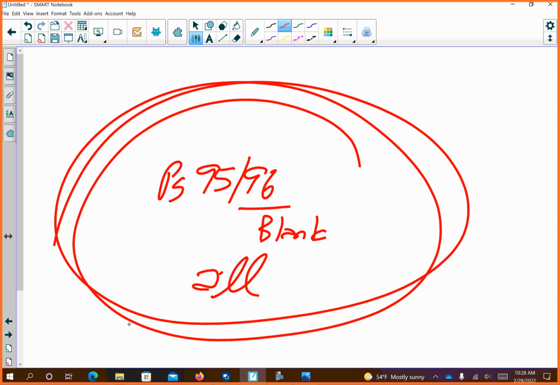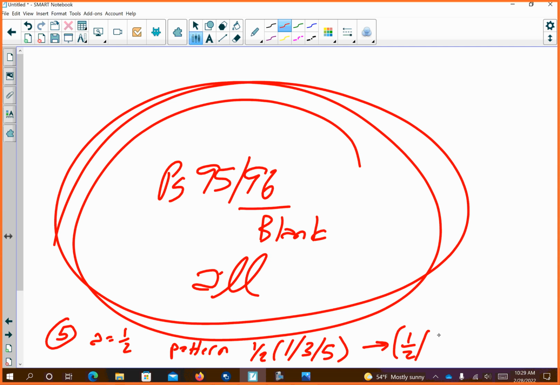Ask me questions. I will tell you that number 5, you have an A value that's 1/2. So the pattern graph will be 1/2 times 1, 3, 5. So that means I'm going to pattern graph as 1/2, 3/2, 5/2. So this is going to be a fatter parabola. It's going to be wider than normal. Okay, and I don't think any of the others have anything goofy.